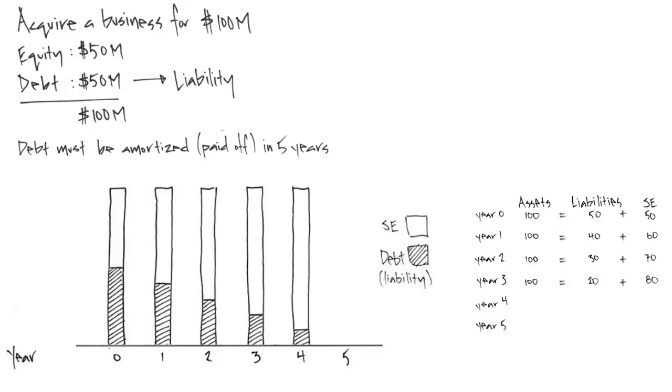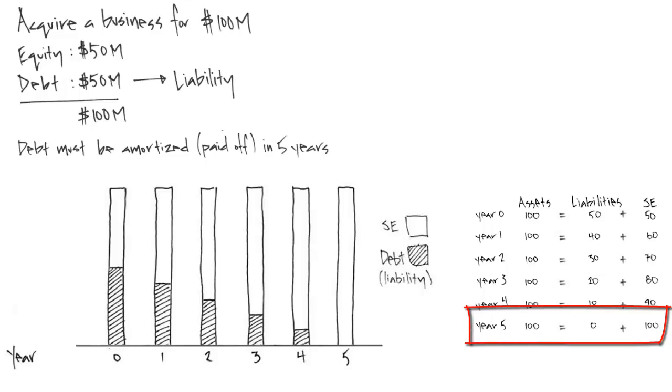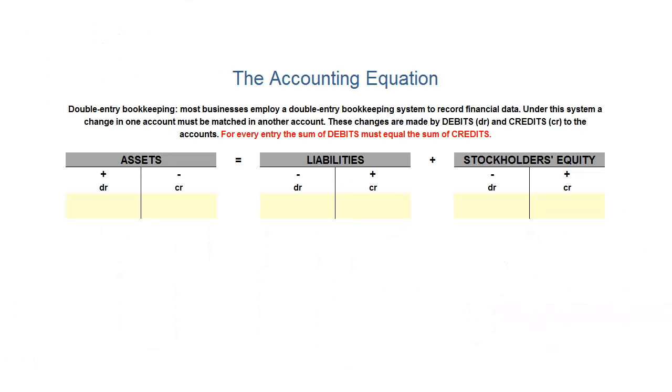Recall that stockholders' equity represents ownership interests after all liabilities have been repaid. And because of that, in the final period, stockholders' equity is equal to assets because all debt has been repaid. So let's go back to the equation.